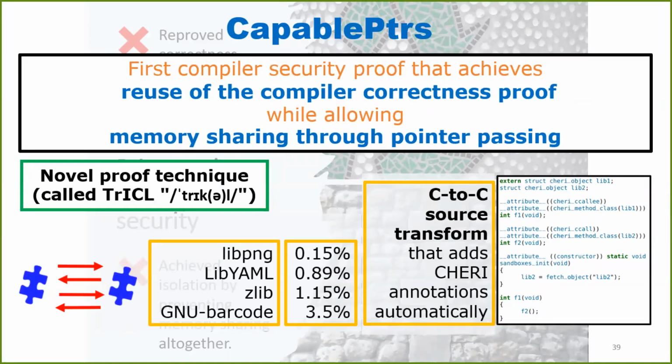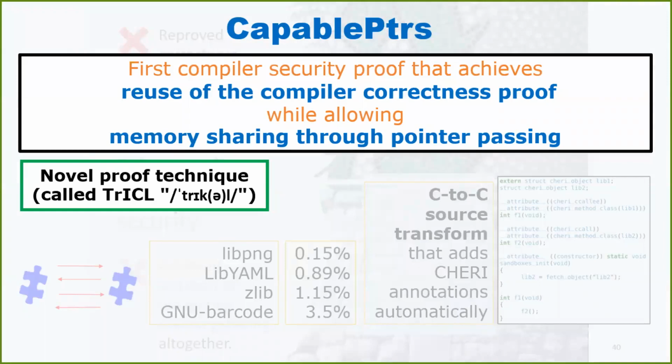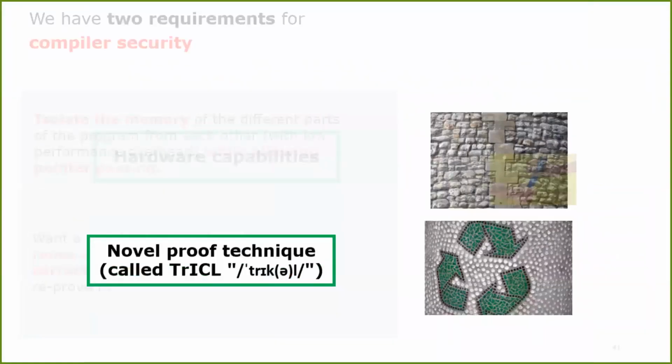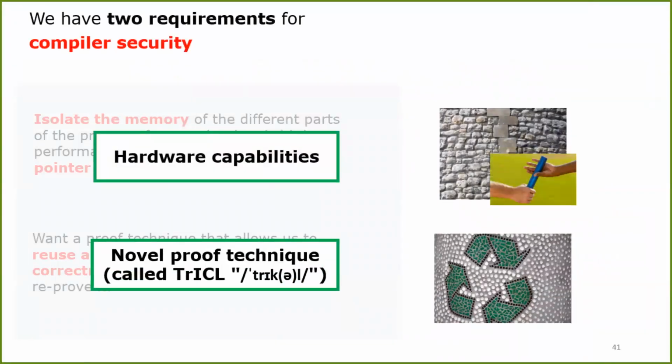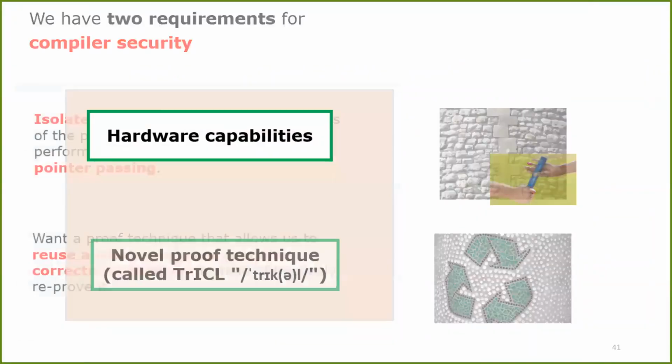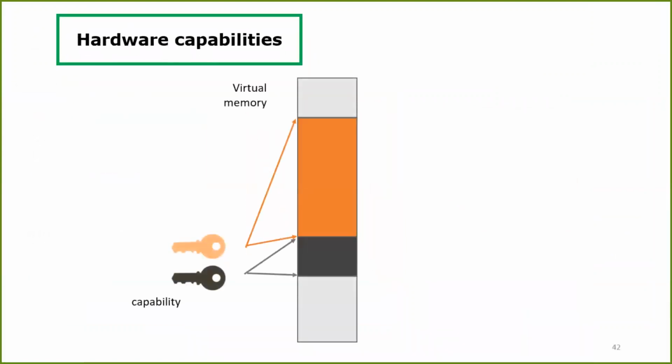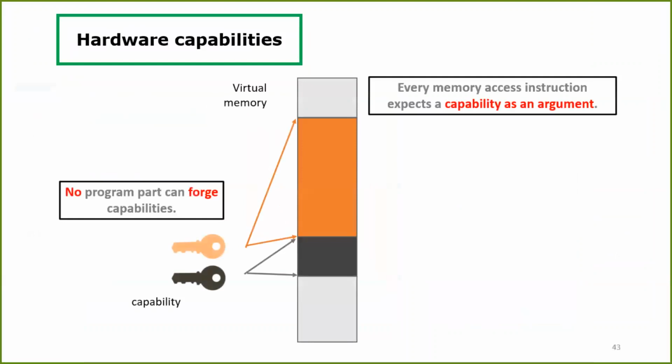In the rest of this talk, I will give you some details about the proof of compiler security. I'll first explain what hardware capabilities are before I'll explain how Trickle achieves proof reuse. Hardware capabilities are, to a first approximation, just fat pointers implemented in the instruction set. A capability value defines an arbitrarily small memory region and permissions on this region. Capability architectures ensure two key properties. One, capabilities are unforgeable. Two, every memory access instruction expects a valid capability value.